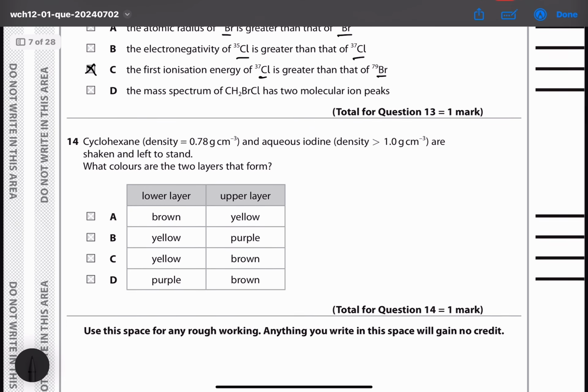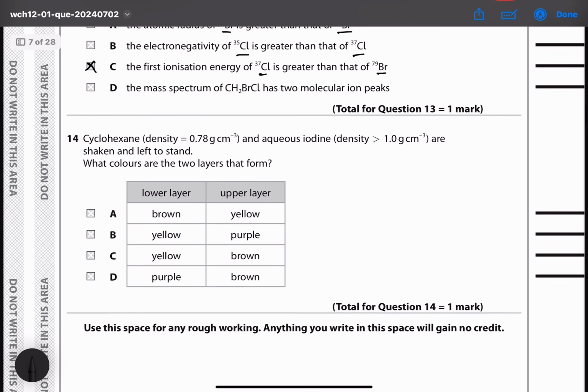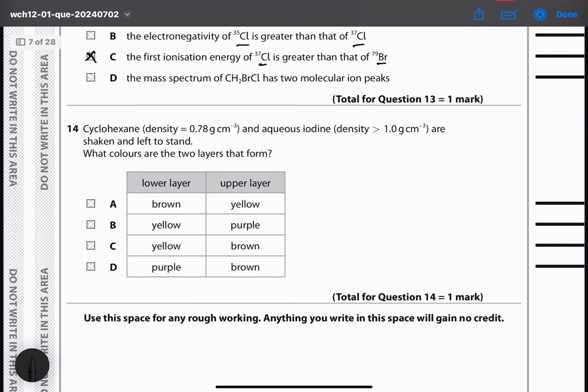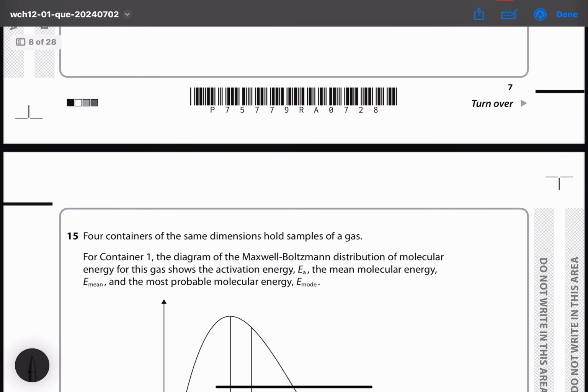Cyclohexane density is given. The aqueous iodine layer are shaken and left. What colors are shown? Okay, you need to first understand that aqueous iodine has a color yellow, and iodine in cyclohexane, the color is purple. Now, the density, as you can see, is this one, which is greater, which will be at the lower layer. So lower layer yellow, we have two options, B and C, but the upper layer is going to be purple. The only option is B, which is yellow and purple.